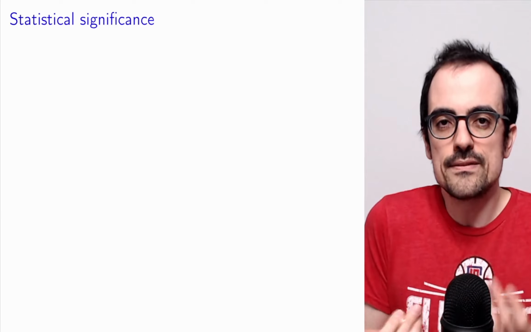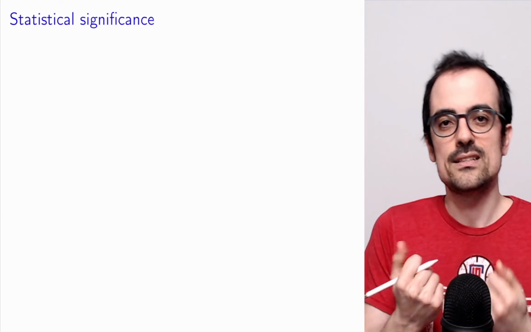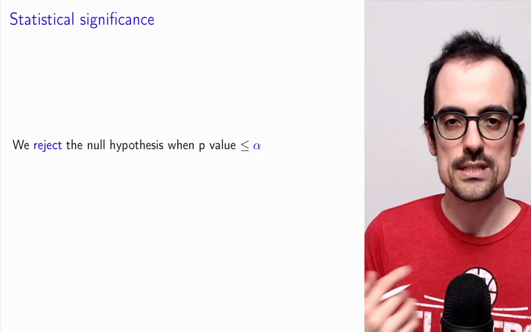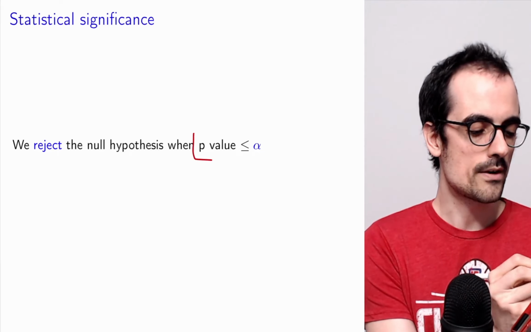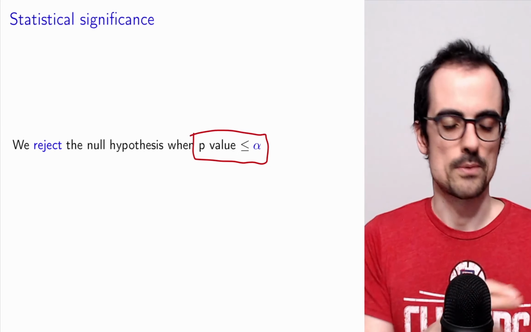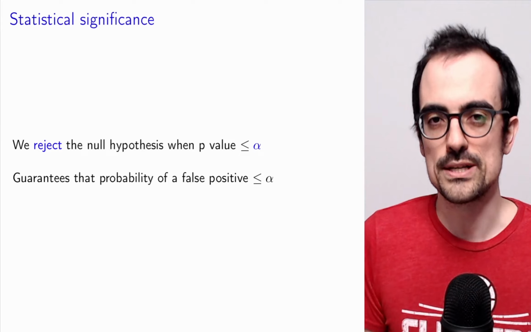In order to quantify whether that probability is small enough or not, we need the concept of statistical significance. So the idea here is that we're going to reject the null hypothesis when the p-value is smaller than a certain value. We determine that the probability is small, so then we reject the null hypothesis. Often that threshold is equal to 0.05.